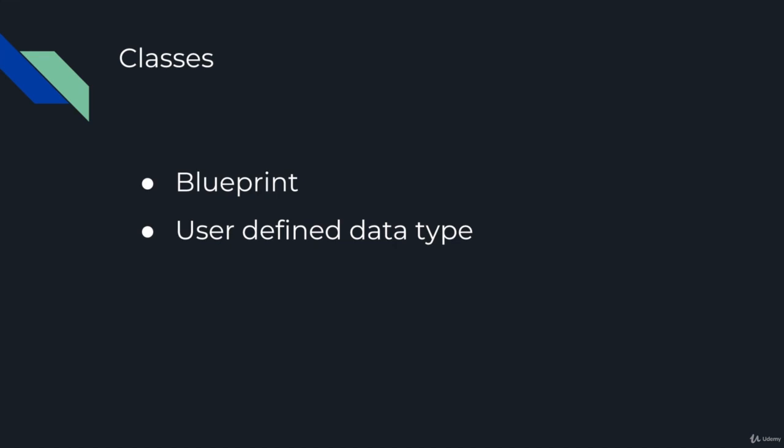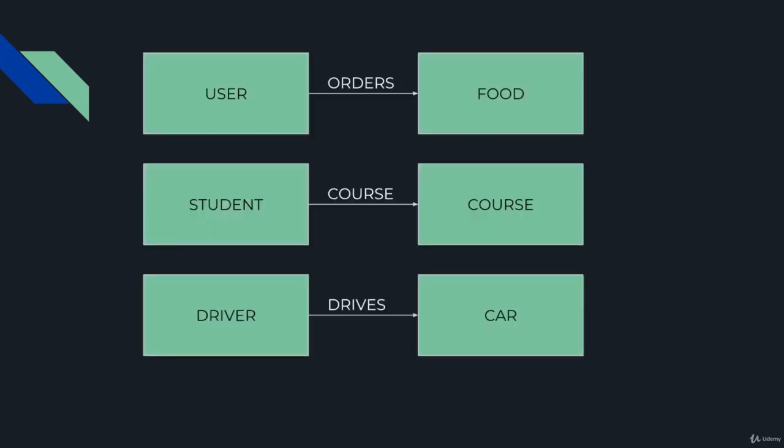But why do we need these classes and objects in programming? Classes and objects make it very easy to simulate real world scenarios in programming, and classes and objects are the building blocks for object oriented programming. Let's take a look at some real world scenarios as an example. Some real world scenarios that I have mentioned over here are: user orders a food, student can enroll in a course, driver can drive a car.